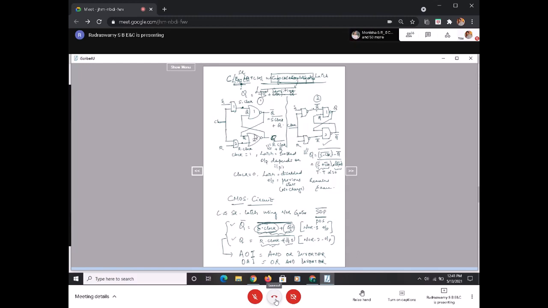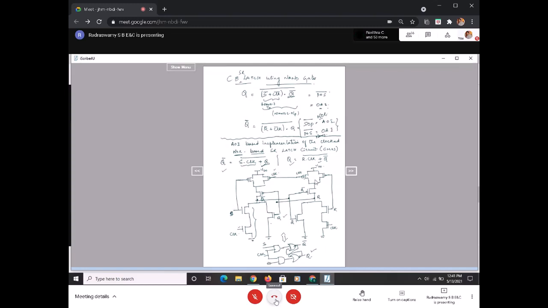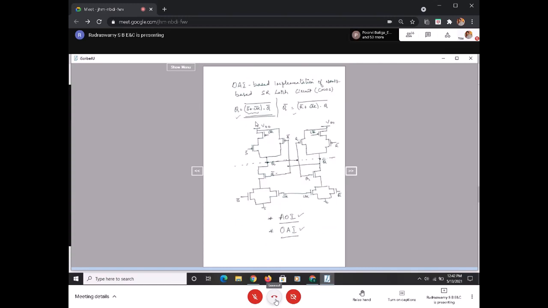So before we proceed, we have to understand that we have to convert this into an AOI or OAI form. And what is AOI and OAI? We have already seen. Once we have the expression in terms of AOI or OAI, we can construct their CMOS structure. This is the AOI based implementation of the clocked NOR based SR latch circuit, whereas this is the OAI based implementation of the NAND based SR latch circuit.